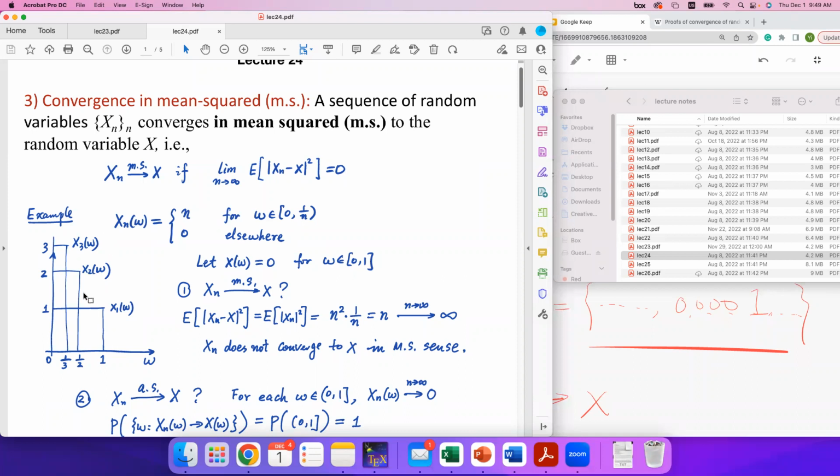I should note, just to clarify, that this is not a PDF of these random variables. This is an illustration of these functions. The PDF will tell us how likely these realizations are to occur for different outcomes, but here we are just looking at these functions, not the likelihoods. Intuitively, you can see that as n goes to infinity, these squares are shrinking and also getting taller and taller. Imaginably, this will converge to the 0 random variable because the support set is reducing. And the question is again, does this one converge to X in the mean squared sense?